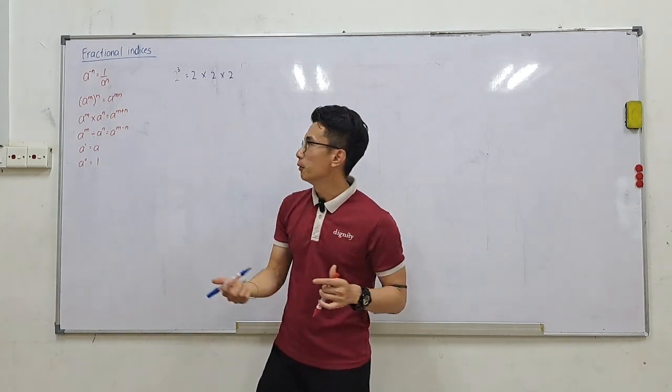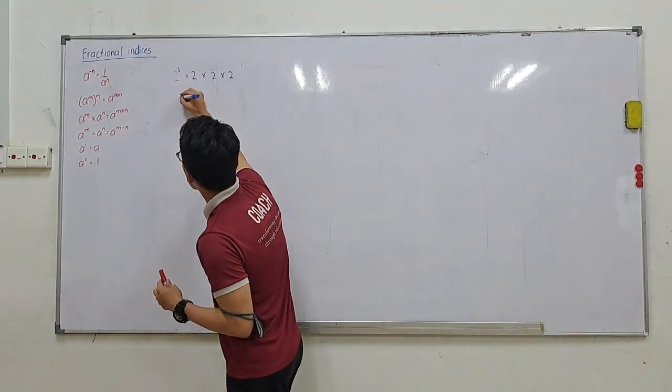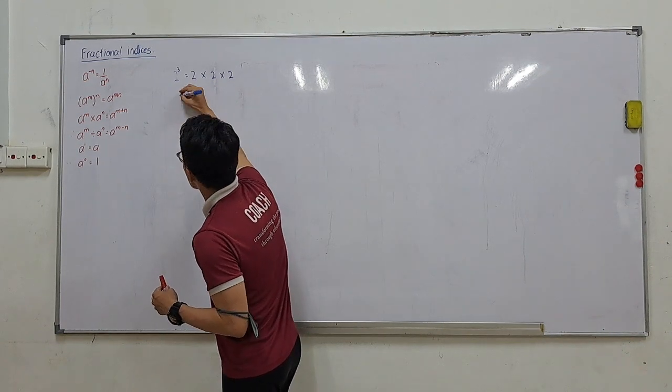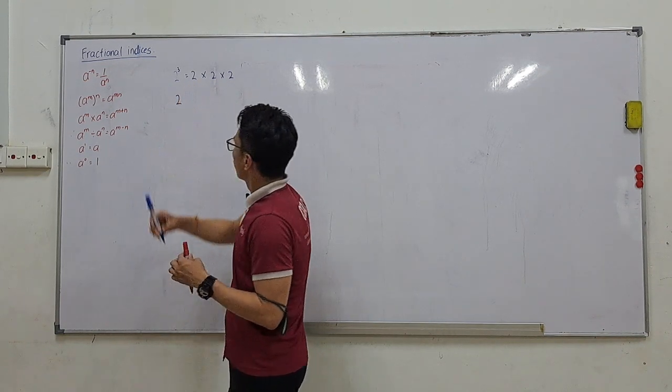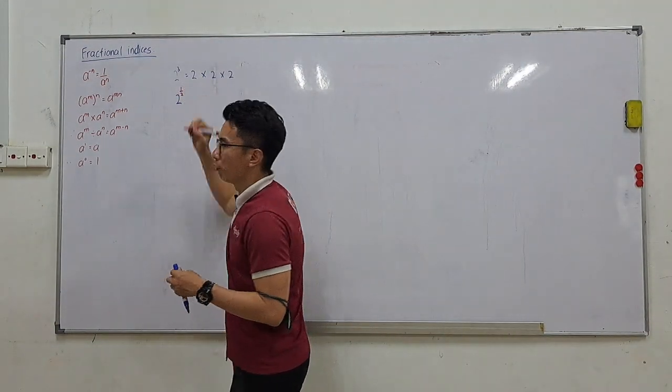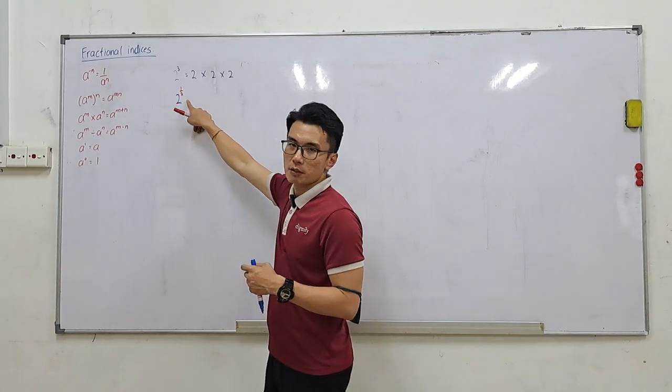But what if this power is no longer a whole number? It's a fraction now. So let's say I have 2 to the power of a half. What does that mean?